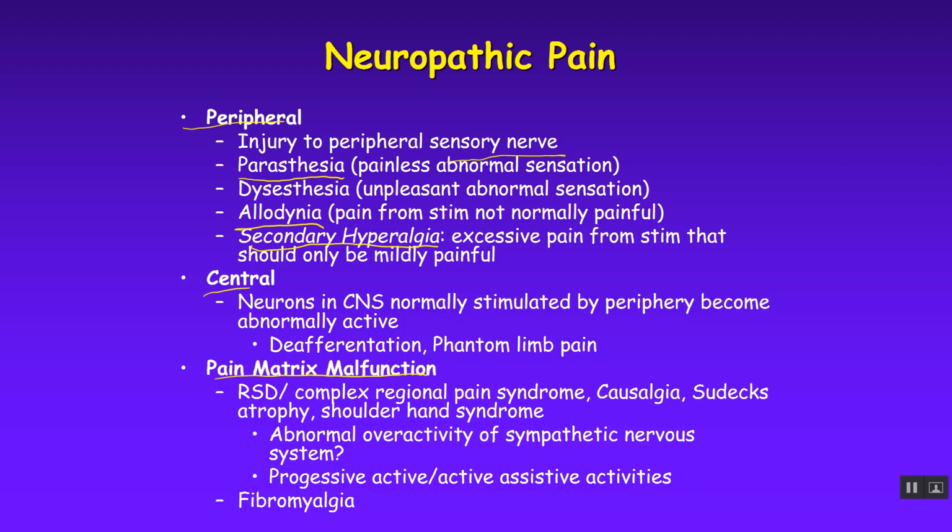The central problems, so you can have, that's the periphery. So these are usually associated with some kind of a peripheral nerve or peripheral disorder of the nervous system or the nerve, okay? Then we have central problems that cause neuropathic pain. So central neuropathic pain problems, this is where typically neurons in the CNS that are normally stimulated by the periphery become abnormally active. So this is where the central pathway, the sensory pathway that's carrying sensory information, becomes abnormally overactive, okay?